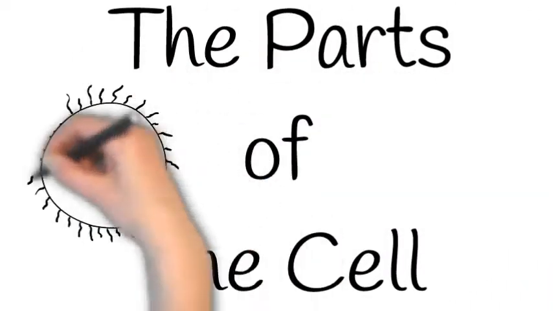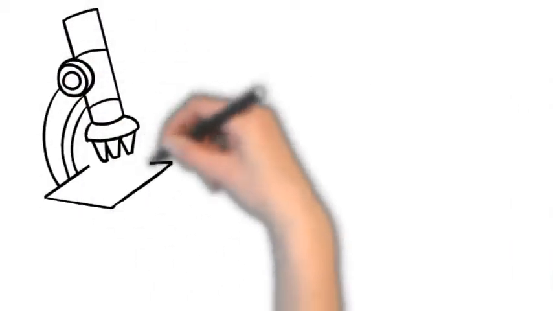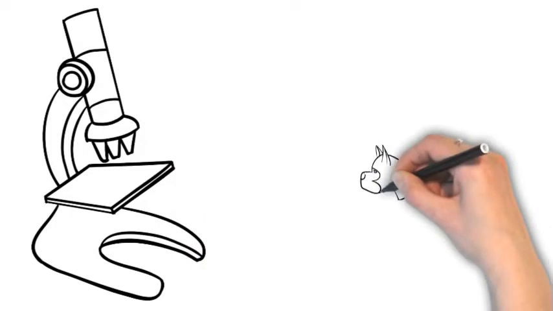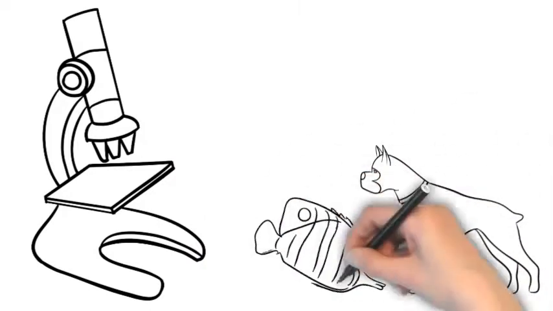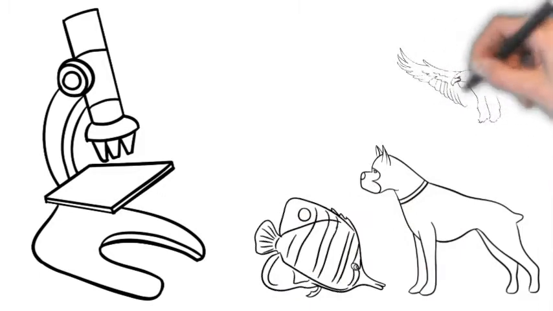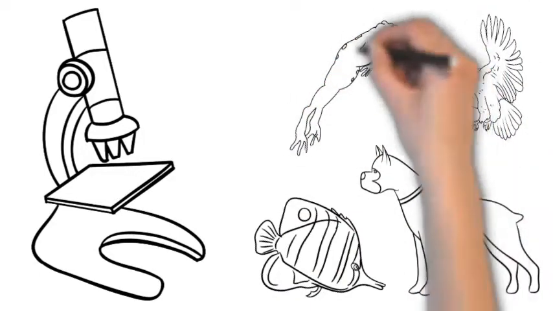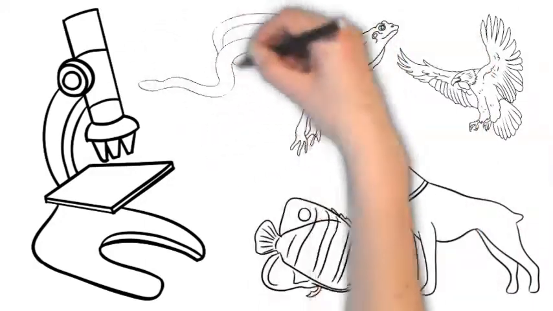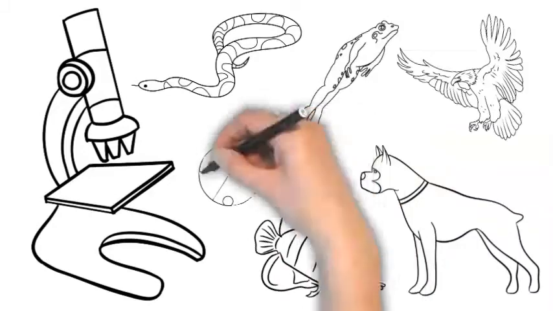Welcome to the parts of the cell. If we look under a microscope at any animal, we will see they are made of cells. All animals have very similar cell structure. Although they are very different to look at, mammals, fish, birds, amphibians, reptiles and insects all have the same basic cell. Let's take a look at the basic animal cell.